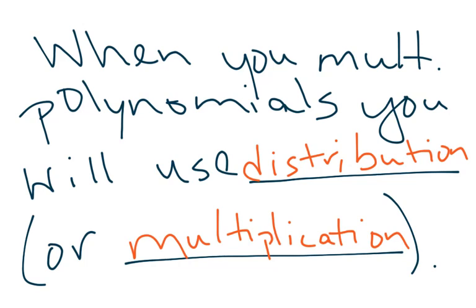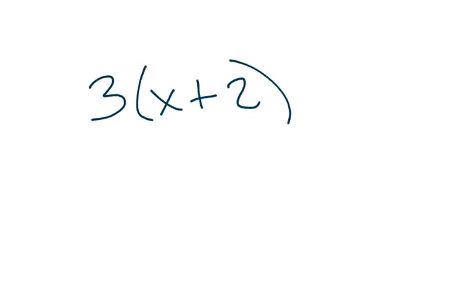Okay, this is Algebra 2, and we are on day 2 of polynomials, and today we're looking at multiplying. When you multiply polynomials, you will use distribution or multiplication. Remember that when you have a number in front of the parentheses, you're going to have to distribute it, or multiply it by everything inside.